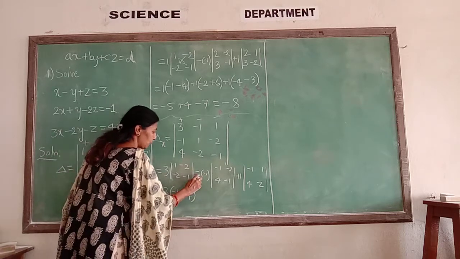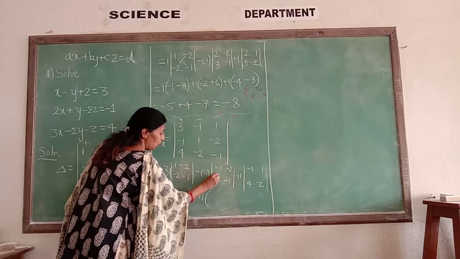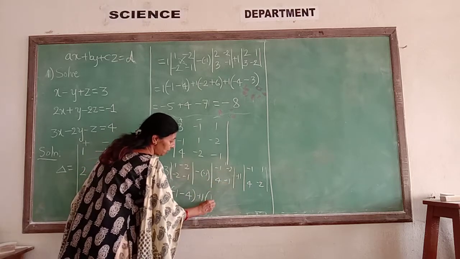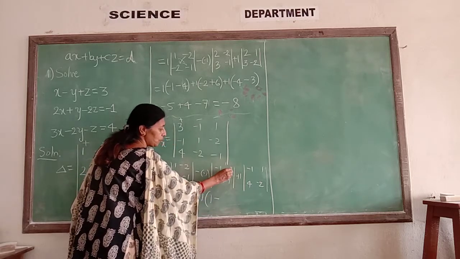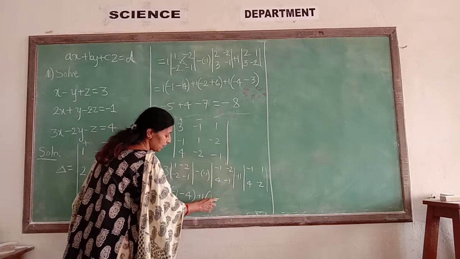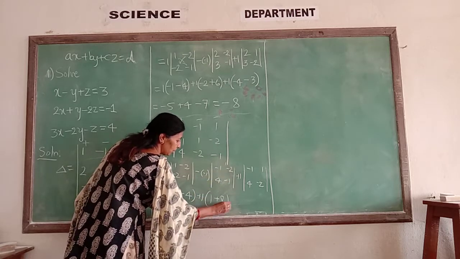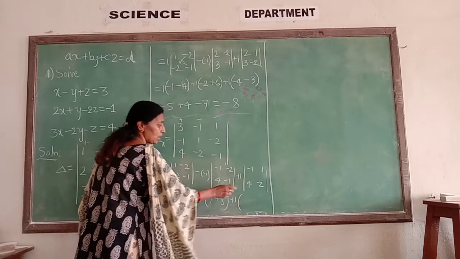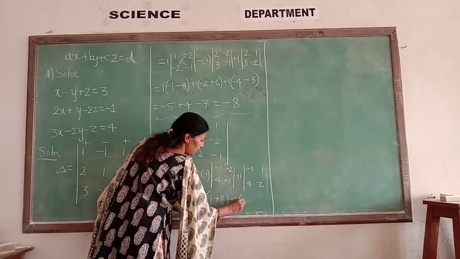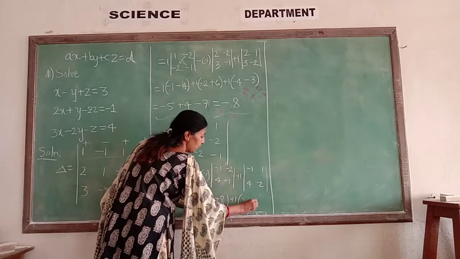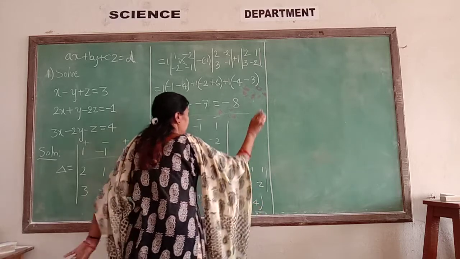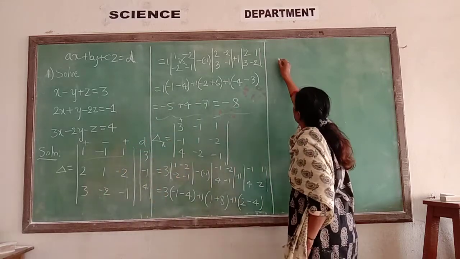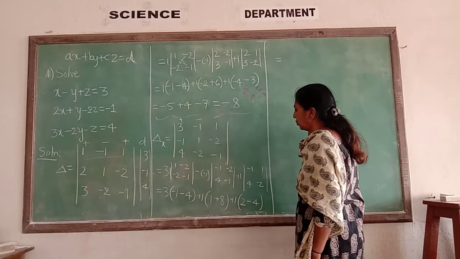And then minus into minus is plus 1. Minus 1 into minus 1 is 1, plus 1. Minus 4 into minus 2 is minus 8, minus 8 into minus is plus 8, plus 1. Minus 2 into minus 1 is 2. Minus 4 into 1 is minus 4. So that is continued here further.